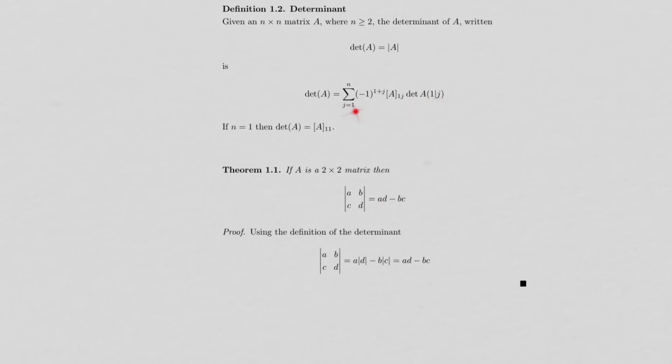So we let j go from 1 to n. Well, n is 2 in this case because this is a 2 by 2 matrix. So we're going to have two terms here. j is going to go from 1 to 2. We'll have (-1)^(1+1). So that's (-1) squared, which is positive 1, times the entry in row 1, column 1. So j is a 1 here, and the entry in row 1, column 1 is a. So we've got 1 times a times the determinant of the submatrix A11.